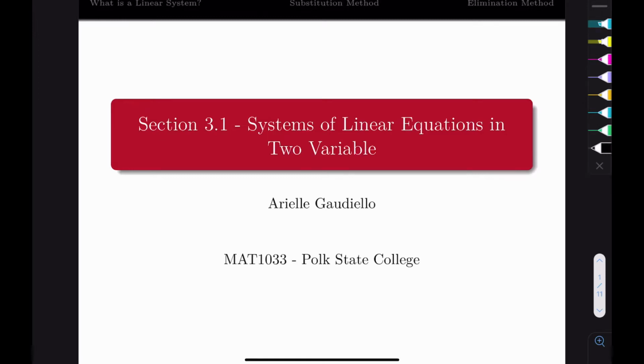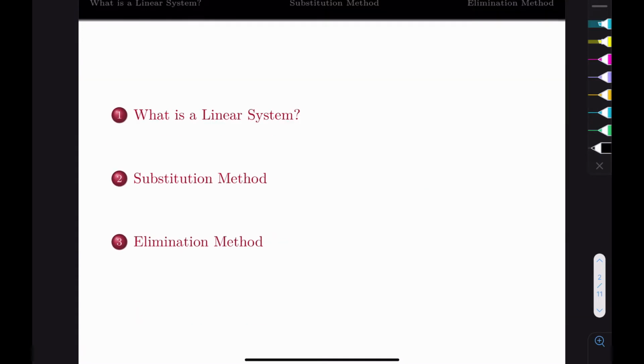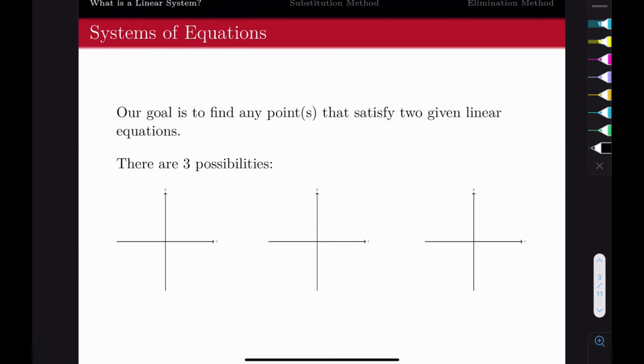In this next section, we're going to go through systems of linear equations in two variables. So we're going to start out with defining what a linear system is. Then we're going to go through two different methods, the first one being substitution, the second one being the elimination method.